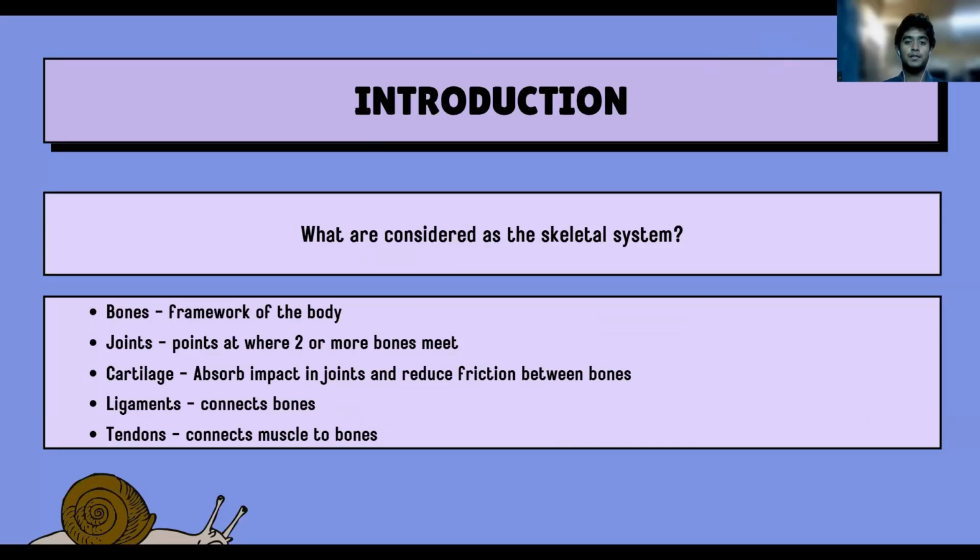So, what parts of the human body are considered as the skeletal system? First of all, we have bones, which are the framework of the body. Next, we have joints, a point at where two or more bones meet. Next, there's also cartilage, which absorbs impact in joints and reduces friction between bones. Then, we also have ligaments, which connect from bone to bone, and also tendons, which connect from muscles to bones.